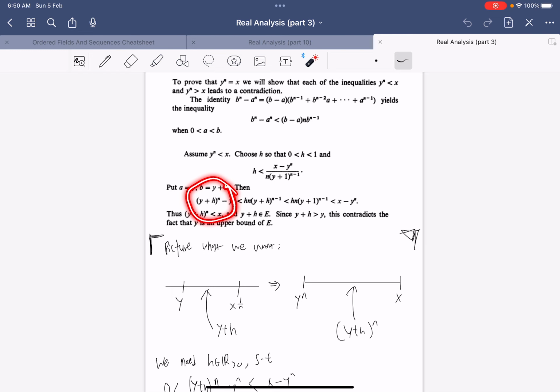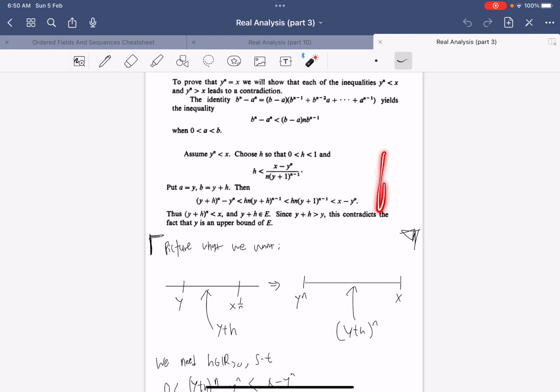Then we see that (y plus h) to the power n minus y to the power n is less than this, where we replace accordingly, must be less than the following because h can be replaced. And so it will actually be less than x minus y to the power n. And so we can cancel the y to the power n, and we just show that (y plus h) to the power n is less than x. But this can't be true because it means that y plus h is an element of E, and because y plus h is greater than y, it contradicts the fact that y is an upper bound of E.